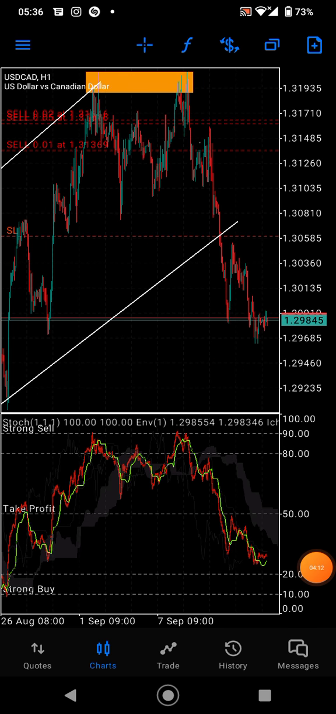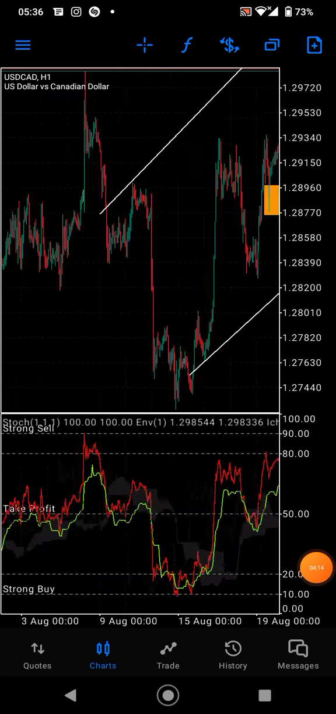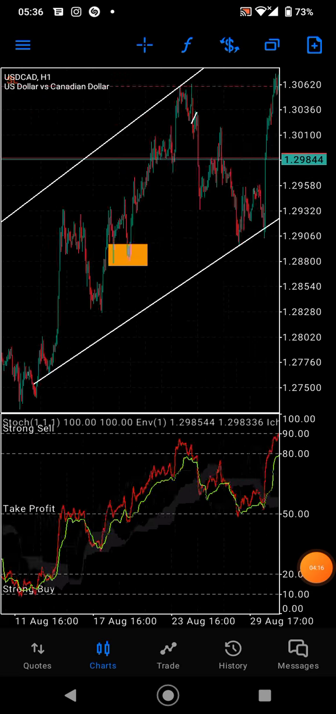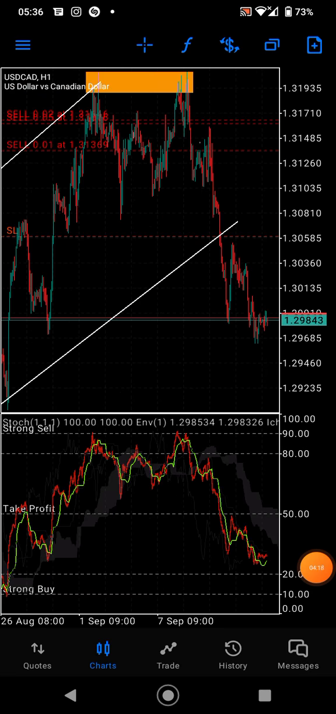After punching in your settings, you press done, and this is how your chart must look like. If it doesn't look like this, then maybe you made a mistake somewhere. It's supposed to look like this.